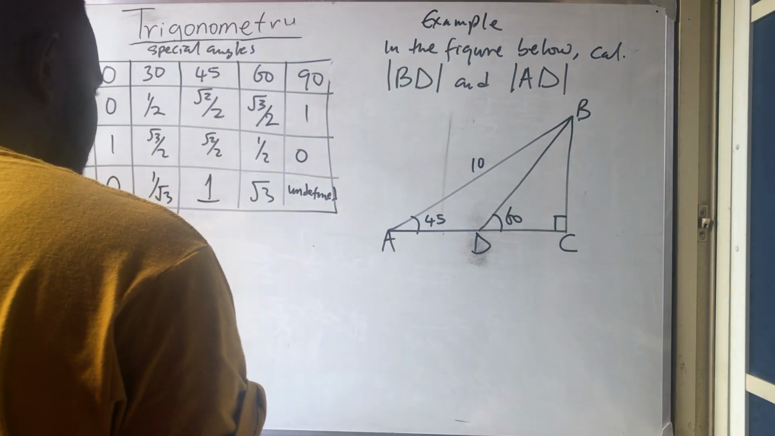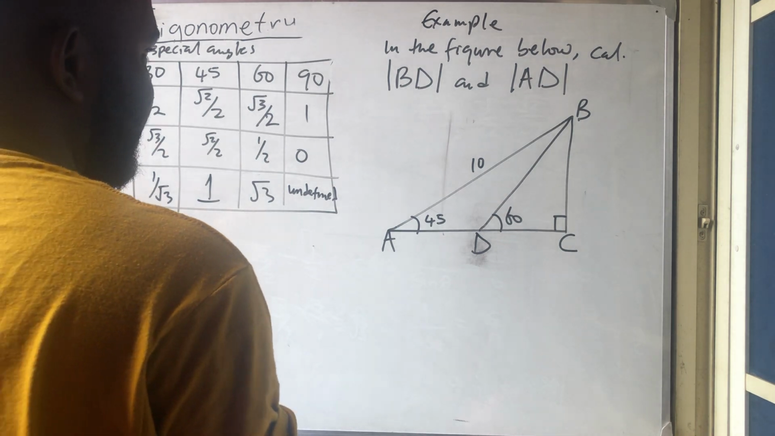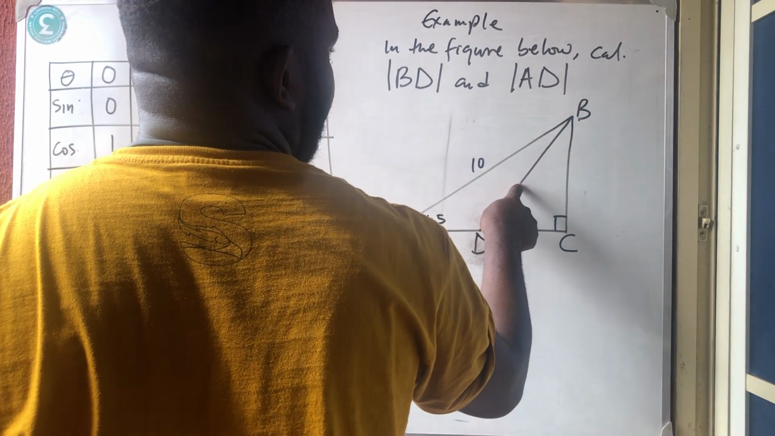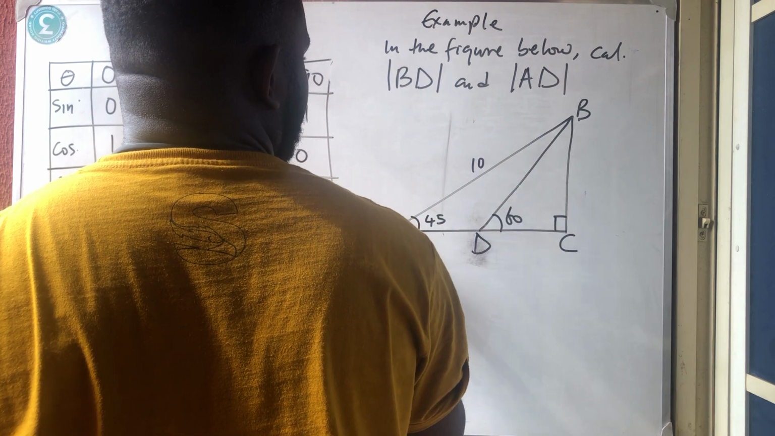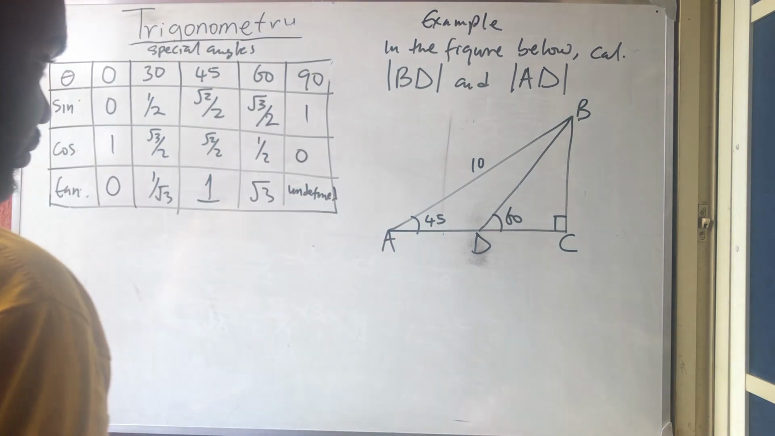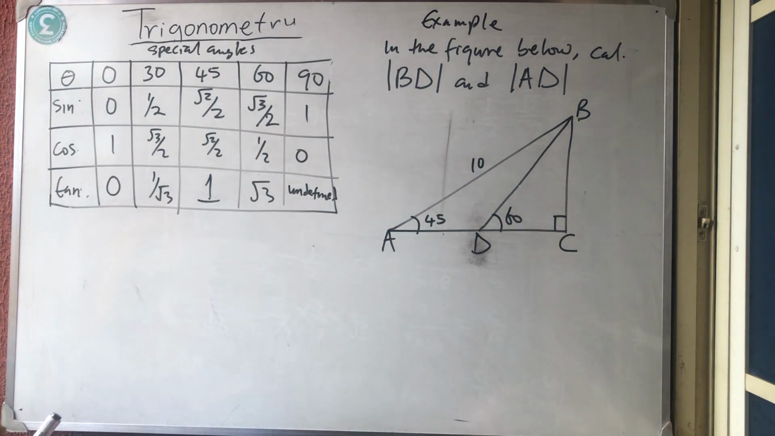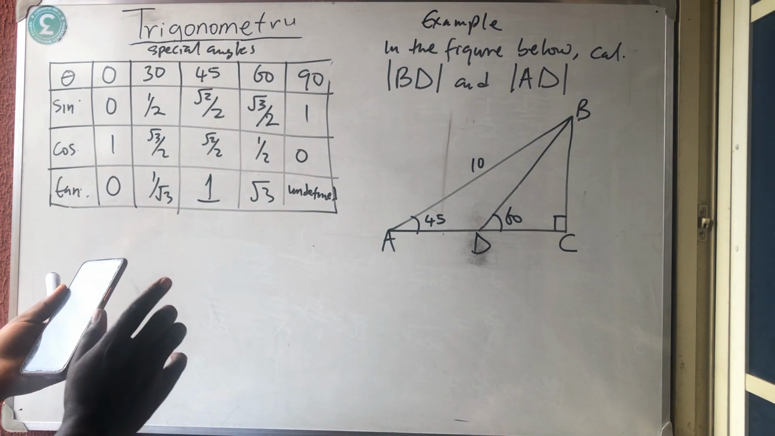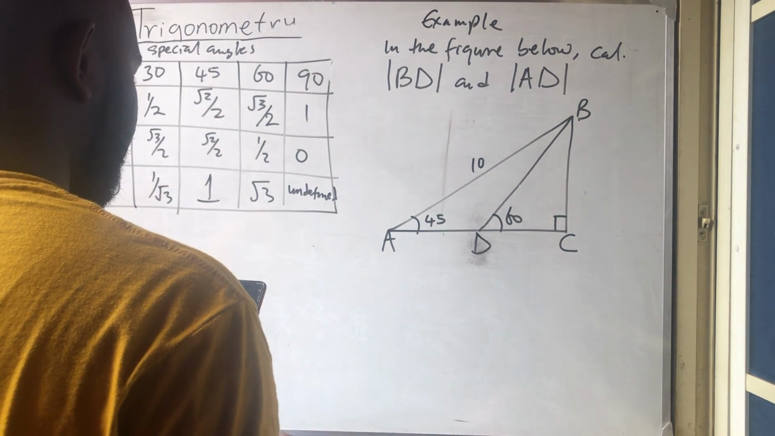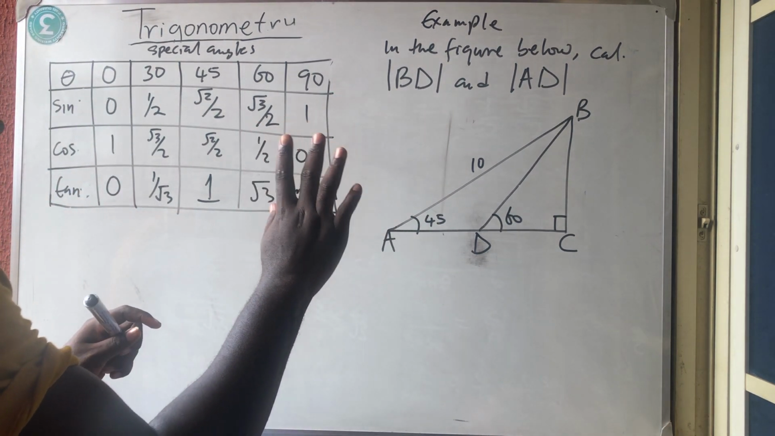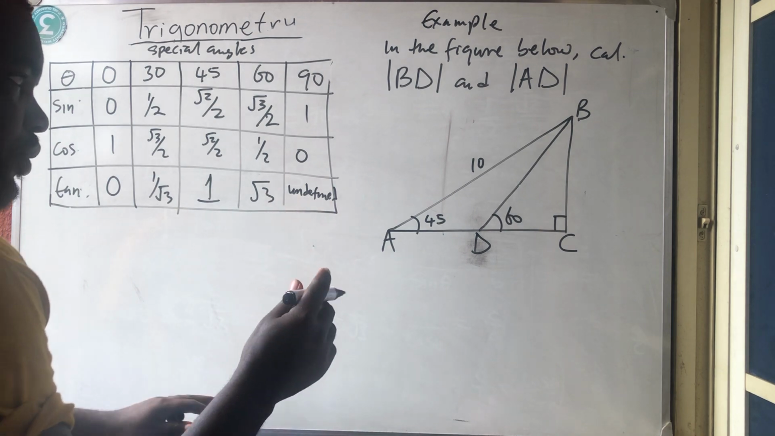Okay, so they say we should calculate line BD. So we need to find this line. And then line AD. To find this, did they give us any other thing? Okay, they didn't give us any other thing. Now, if you look at this very well, these are two triangles. So try and bring them out.